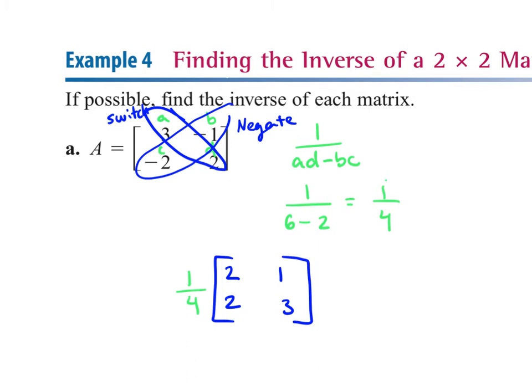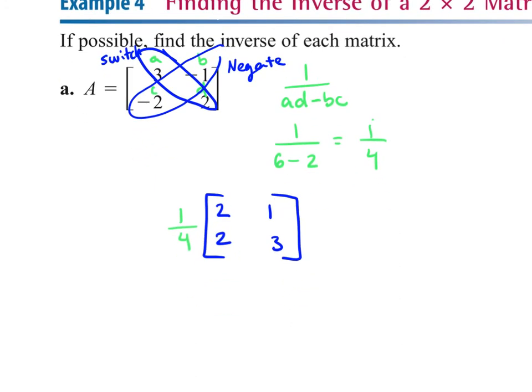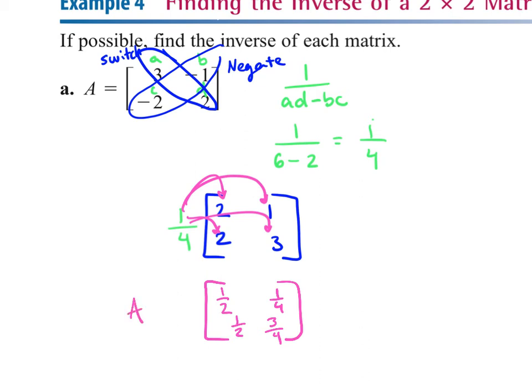How do we multiply by a scalar? What do we have to do with that? Yeah, we just multiply each number by it. We distribute it to everything. So 1/4 times 2 would be what? One half. Awesome. It would be 2 over 4, which simplifies to 1/2. What's 1/4 times 1? 1/4. 1/4 times 2? 1/2. And 1/4 times 3? 3/4.